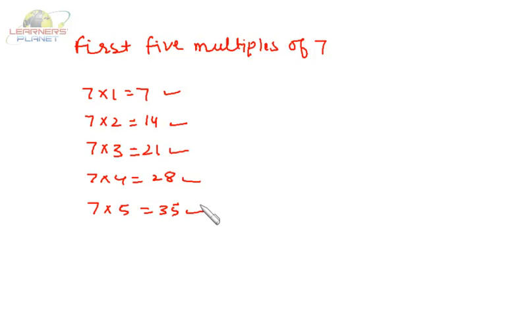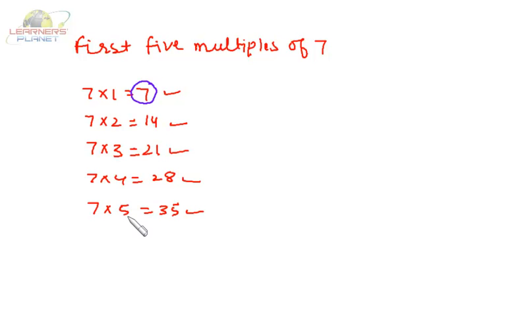Now I would ask you one question. Which is the smallest multiple of 7? The smallest multiple of 7 is the number 7 itself. Okay. Now, which is the biggest multiple of 7? Kids, we cannot calculate the biggest multiple since this series of numbers is infinite. So we cannot calculate the biggest multiple of 7.